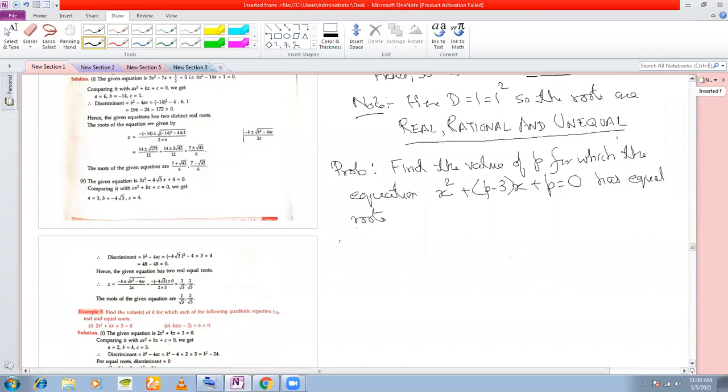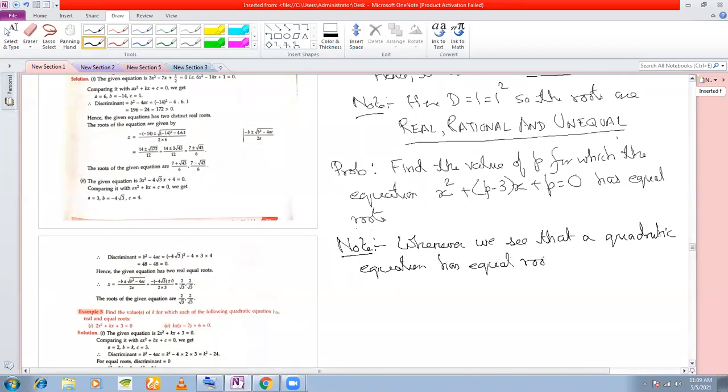Okay, so let me just write it here. We'll come to the solution of this problem a little later. Note, whenever we see that a quadratic equation has equal roots, the left hand side of the equation must be a perfect square. Must be a perfect square. Now how? We'll see here.